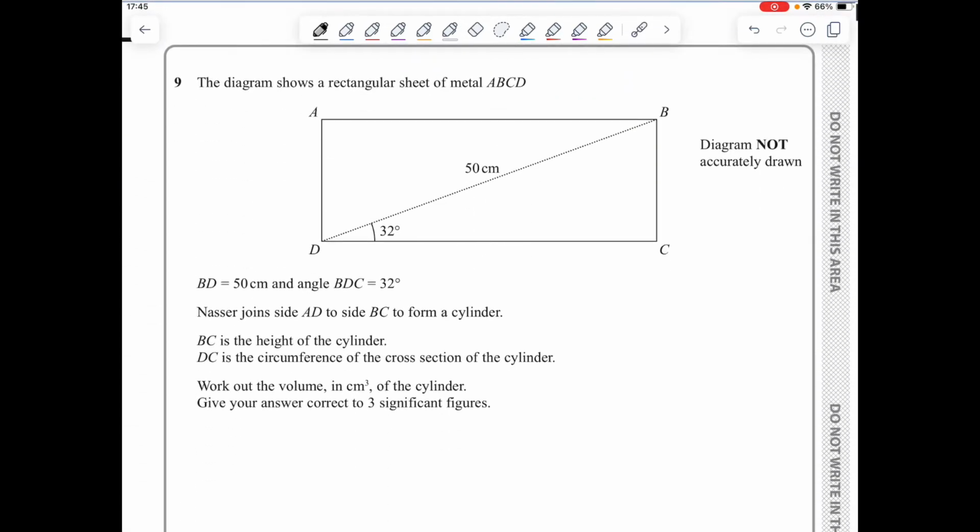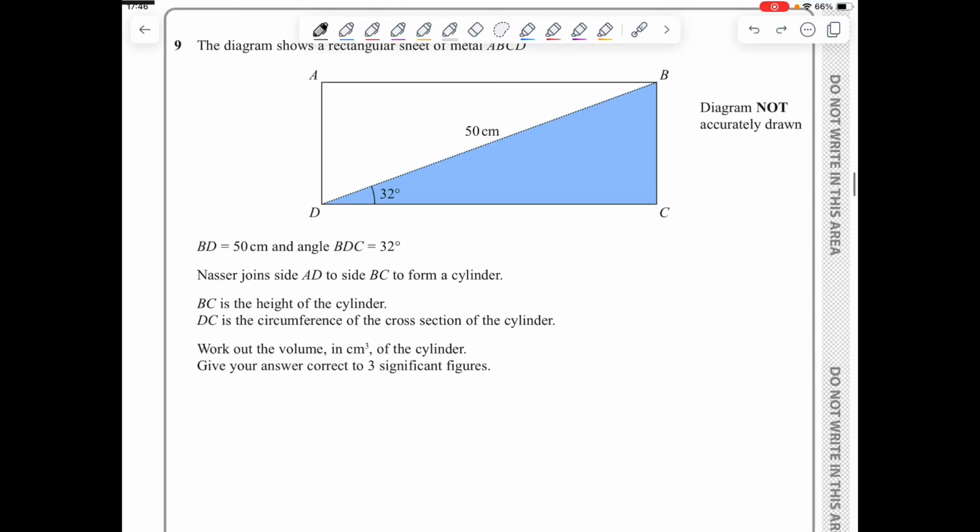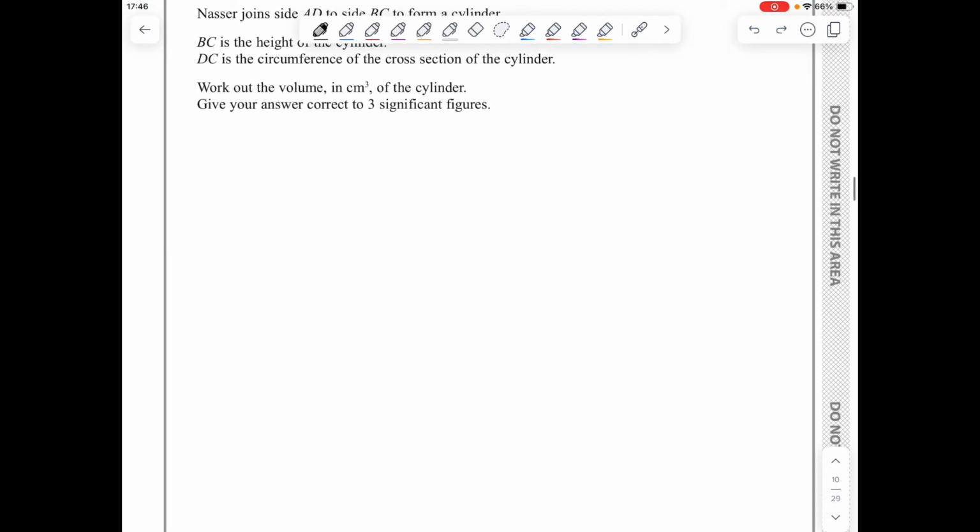For question 9, we need to find the volume of the cylinder formed when I fold this shape. Now, to find the volume of a cylinder, we need the radius and the height. And to extract this information, I'll need the following triangle. So let's extract this triangle. I will redraw it down here. So I'll do two calculations here. One to find BC, which is the height of the cylinder, and then CD to find the circumference, and hence I'll find the radius.